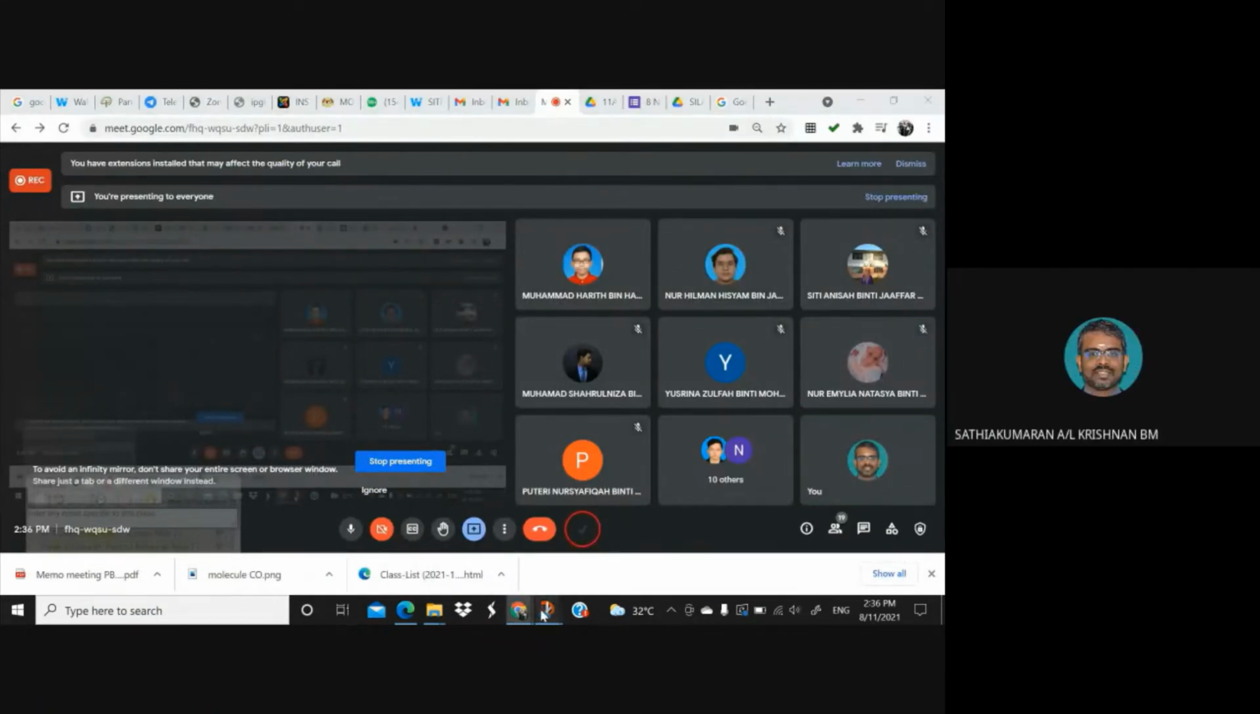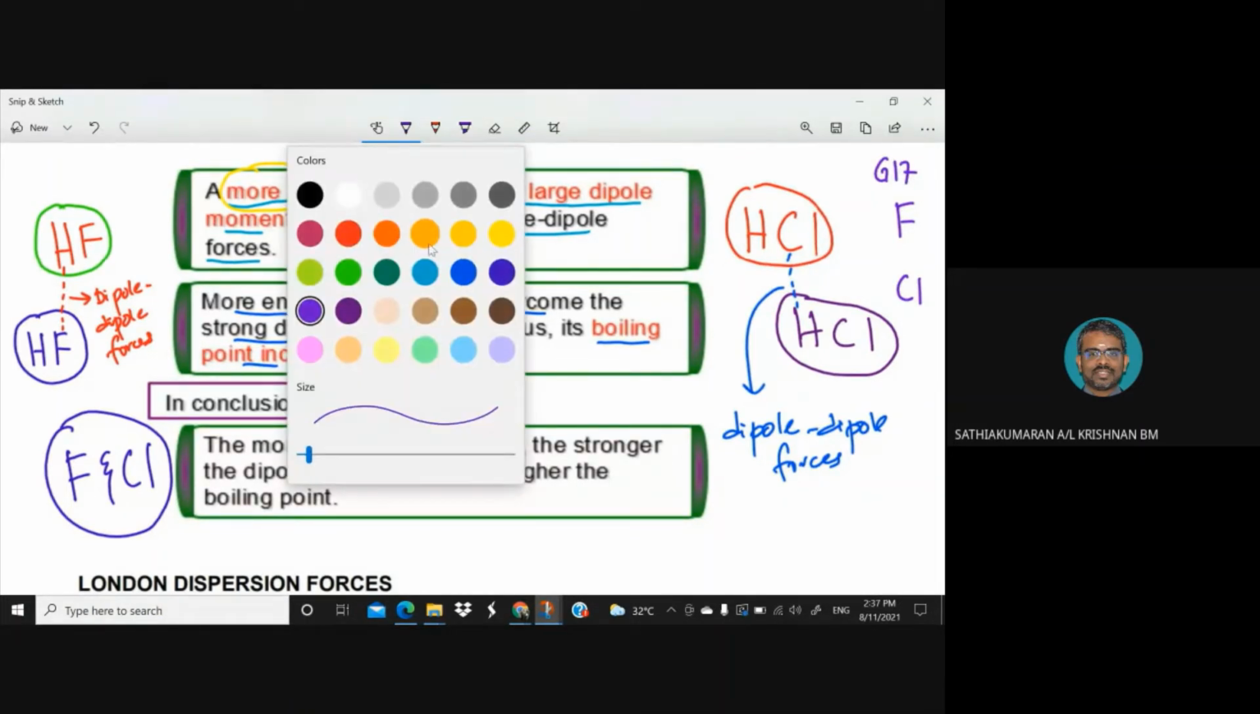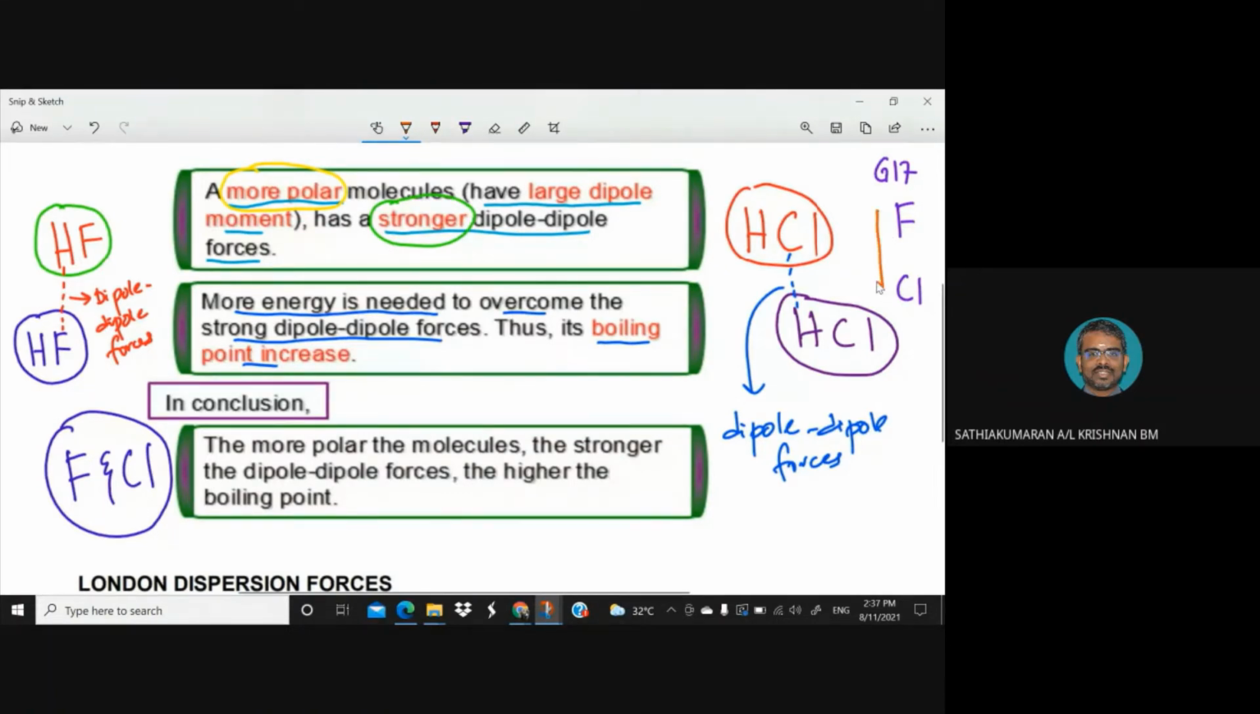Okay, so can you follow my question? Are F and Cl in the same group? Yes. Okay, so let us arrange. F here, Cl here. Group 17. True or not? Okay, now down the group, how is the electronegativity? Which atom got higher electronegativity?